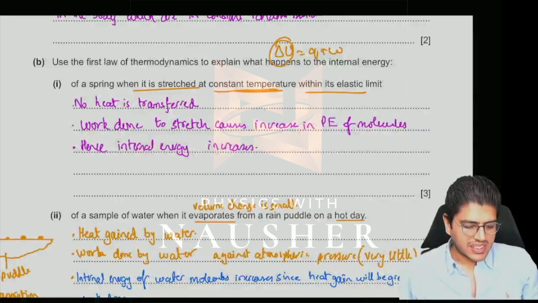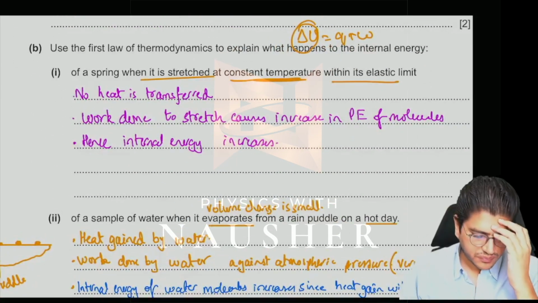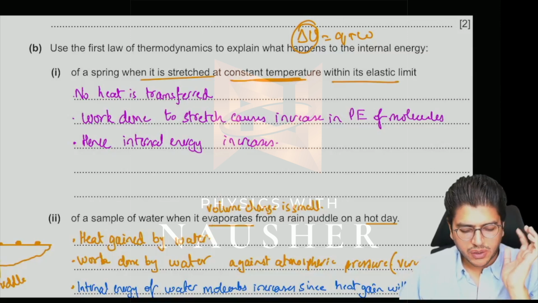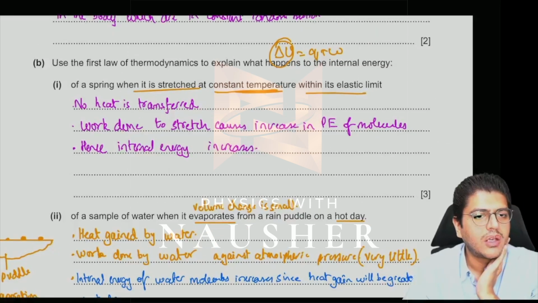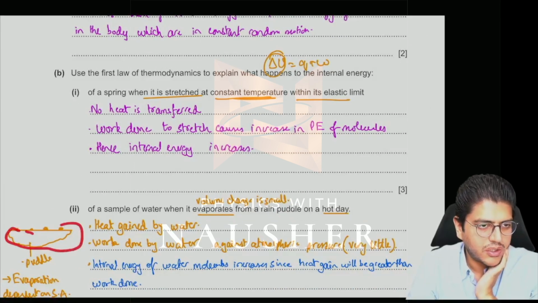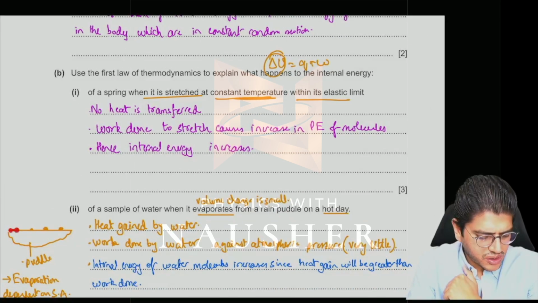The second one, a sample of water when it evaporates from a rain puddle on a hot day. Now this is something that I need to explain. Look, this is a puddle. You know evaporation. Evaporation is a surface phenomenon.